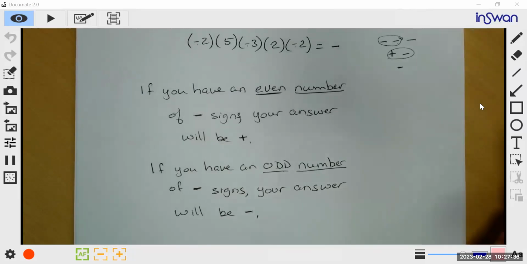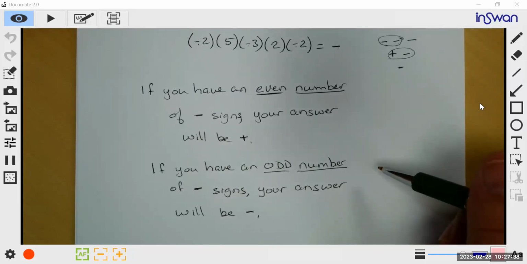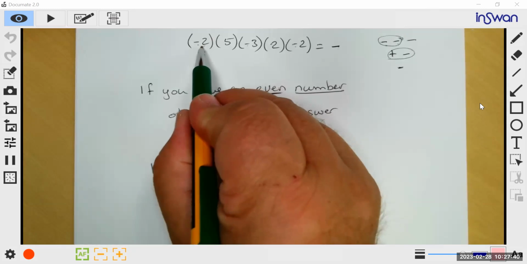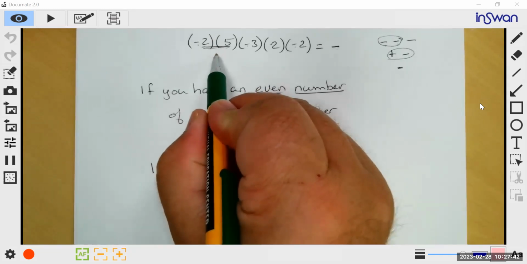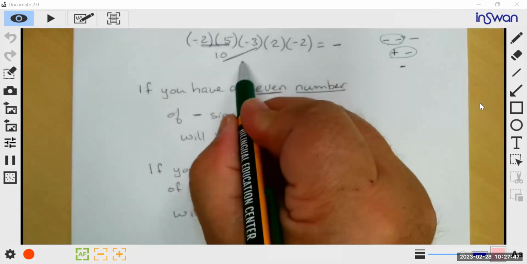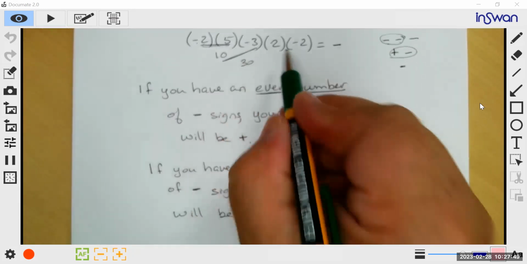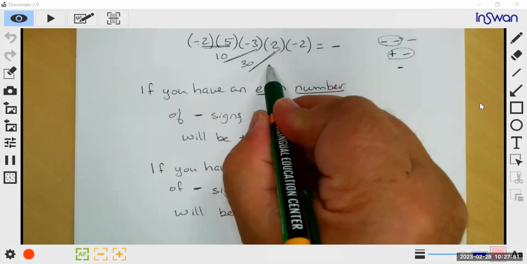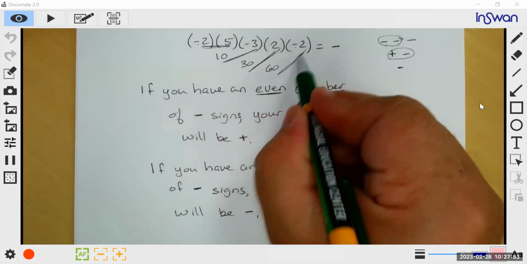So all you have to do now is just multiply the numbers. 2 times 5 is what? 10. 10 times 3 is 30. 30 times 2, 60. 60 times 2.